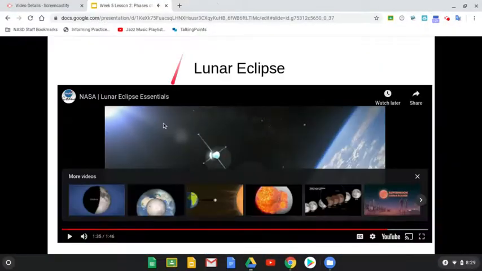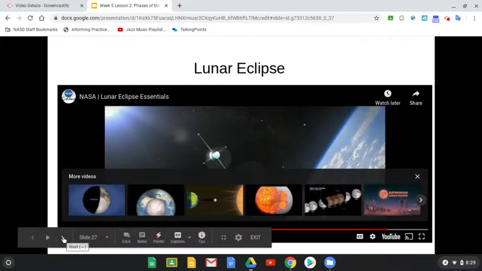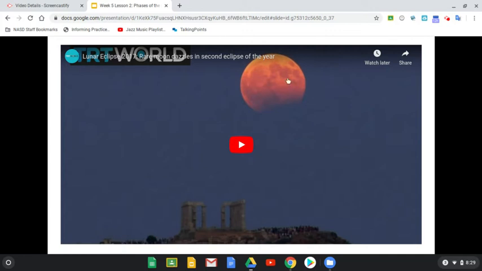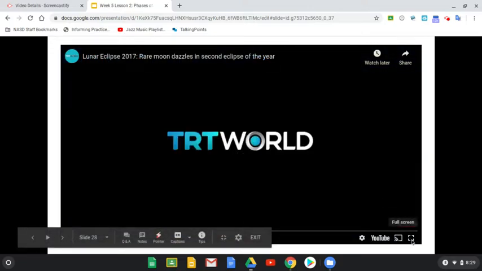Okay. So as you saw on the video clip, a lunar eclipse appears to be that reddish orange color when it is occurring. And this happens every 3 years or so, so you may have experienced one before. So here is a live clip of a lunar eclipse. I believe this is in Spain. So I just want to show you this.